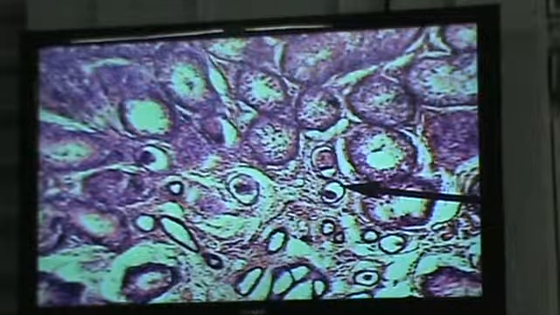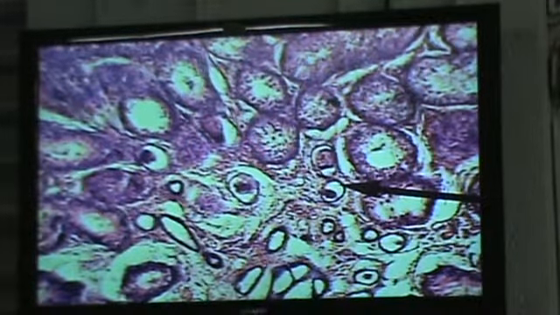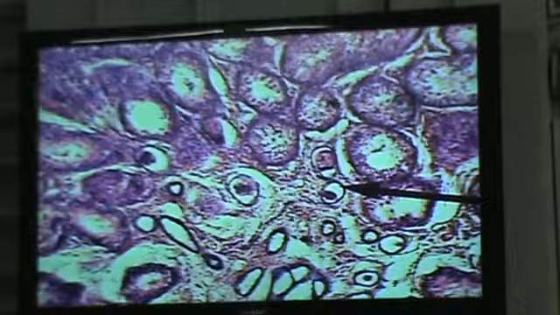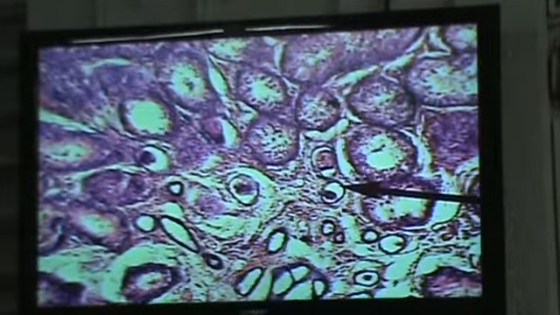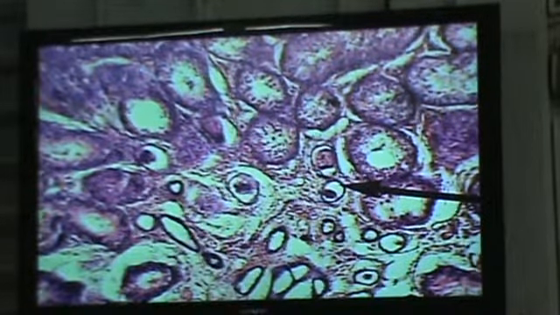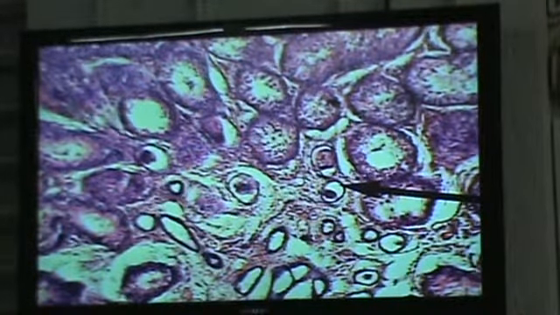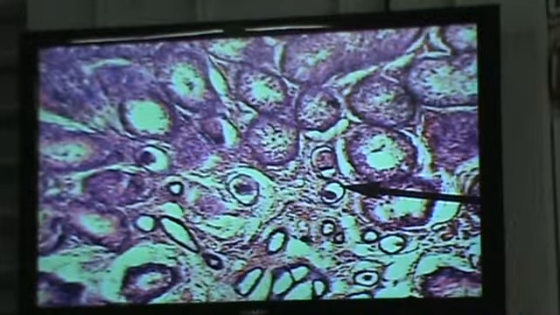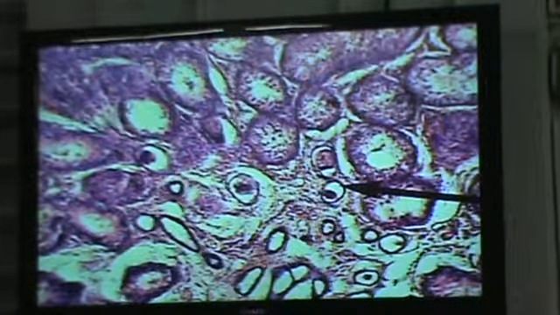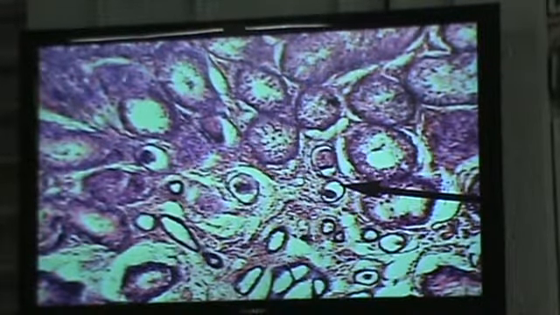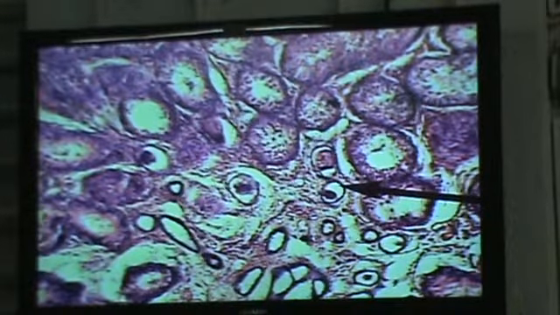The ductuli efferentes now lead into the duct of the epididymis, which is easy to identify. Easy to identify because what? We will see that the epithelium is pseudostratified columnar with tall stereocilia. And as you see, lined in red by smooth muscle. So the duct of the epididymis has smooth muscle in the wall. In the ductuli efferentes, you're just resting on a basement membrane.